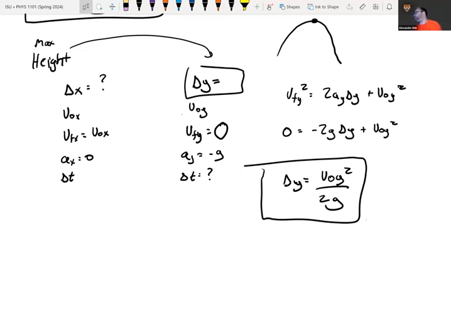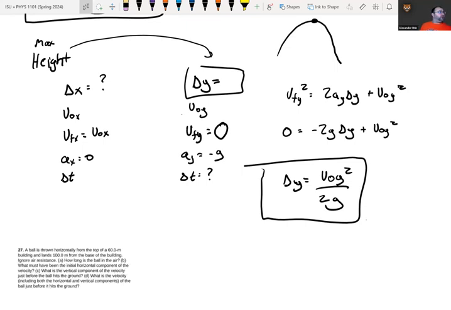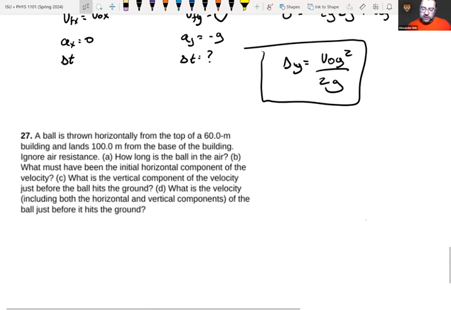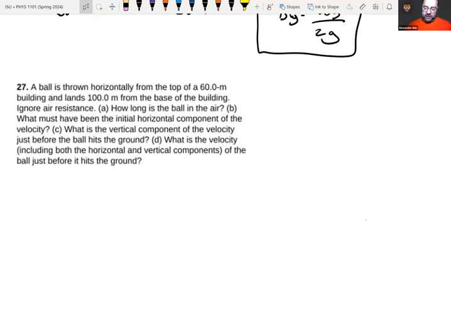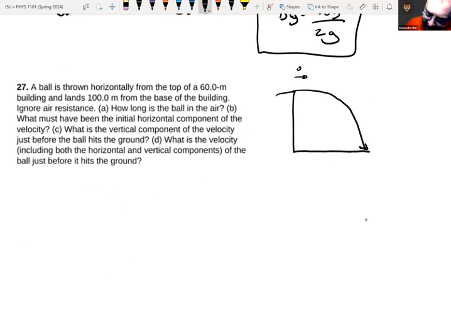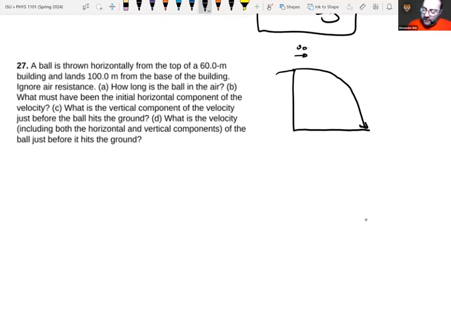All right, so this one is: a ball is thrown horizontally from the top of a 60-meter building and lands 100 meters from the base of the building. And then we're asked a bunch of questions about this. So what I would start by doing is drawing some things that we know. Basically, the diagram we're looking at is something like this. So we have v naught just horizontally. And we're also told that this is 100 meters and this is 60 meters.